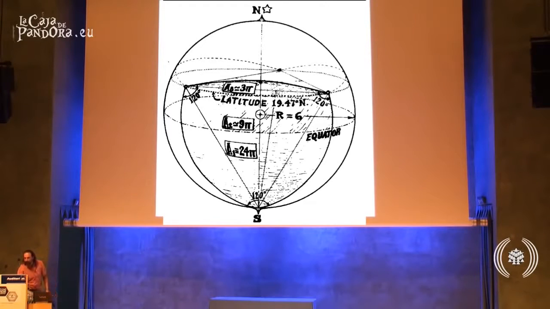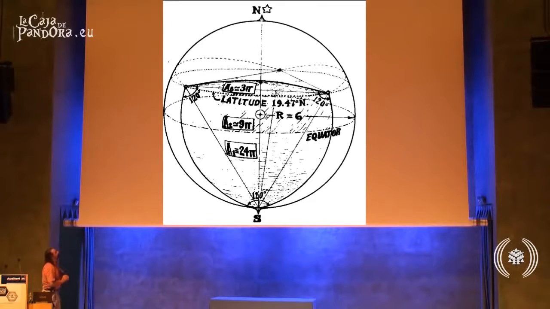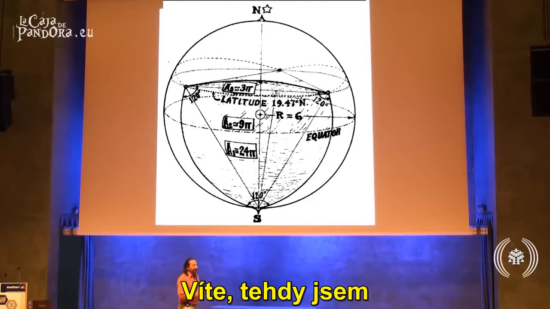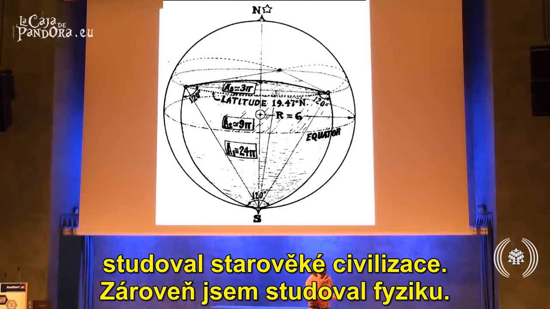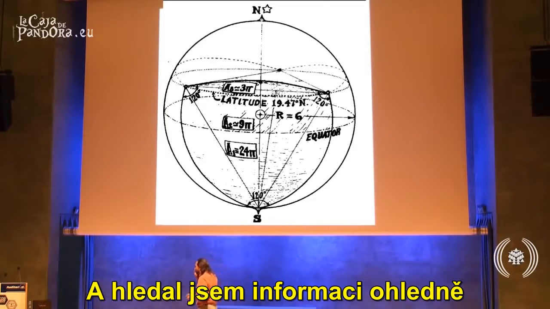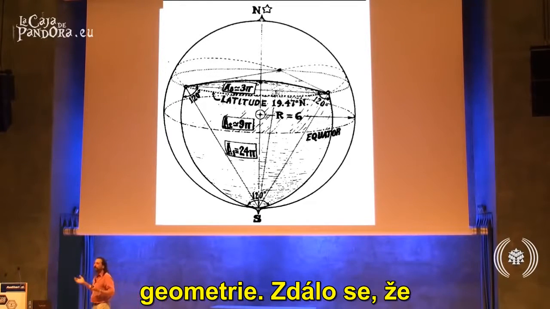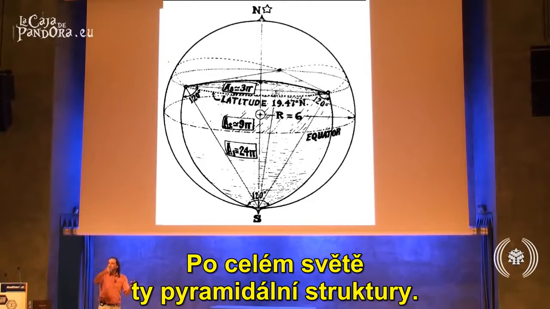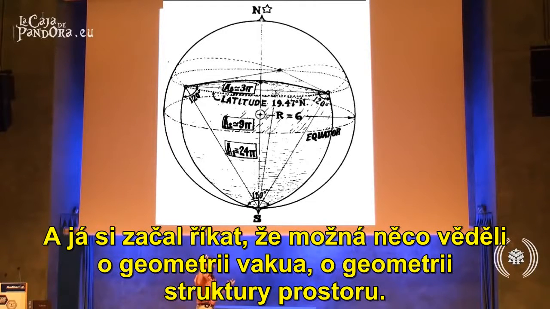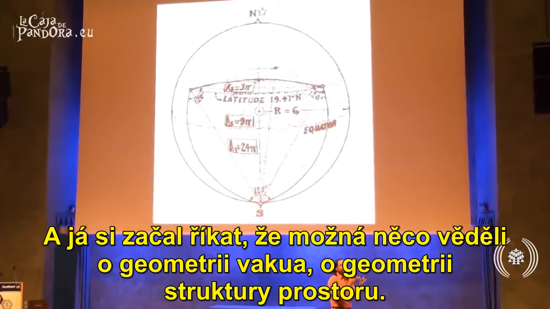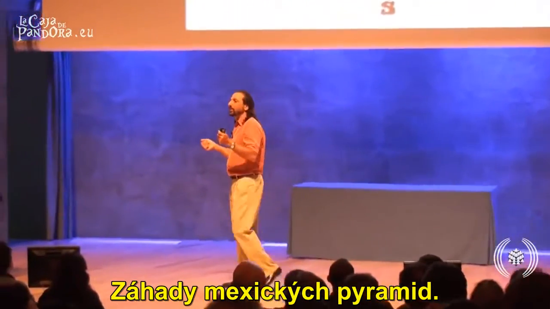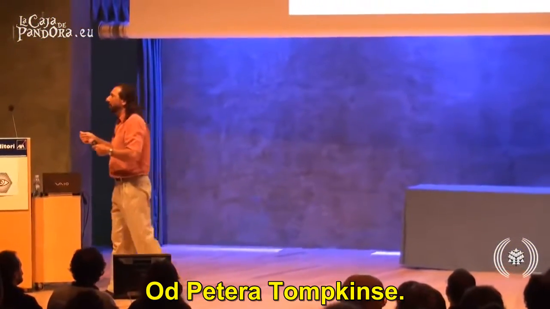So, let's see. At the time, I was studying ancient civilization at the same time as I was studying physics. And I was looking for information about the geometry. It seemed like all these different civilizations all around the world built similar structures, these pyramidal structures. And I started to wonder, maybe they knew something about the geometry of the vacuum, about the geometry of the structure of space. And I opened this book called Mysteries of the Mexican Pyramids by Peter Tompkins.